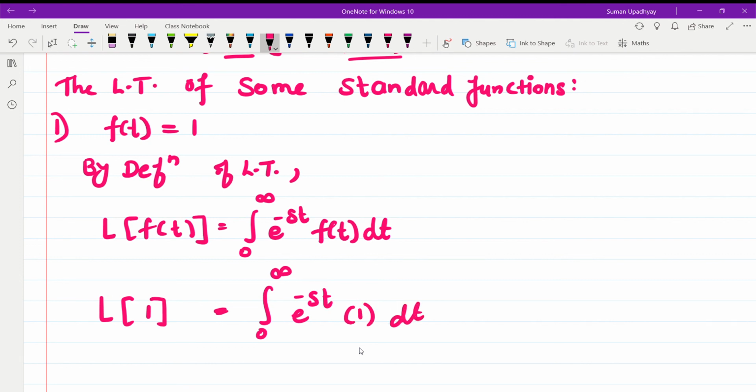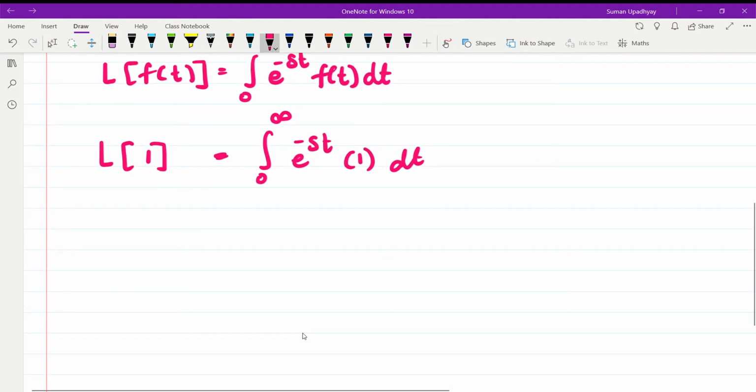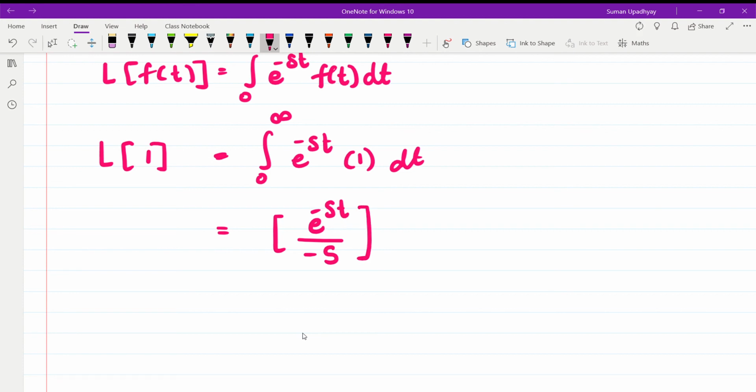Now we are going to integrate e raised to minus st with respect to t. The integration of e raised to minus st is e raised to minus st, and we are going to divide by the coefficient of t, which is minus s over here, and the limit is from 0 to infinity. These are the limits of variable t. So minus 1 upon s is a constant that I will keep out, and I will put the limits in place of variable t. The upper limit we put first: e raised to minus s into infinity, minus, put the lower limit now, s into 0.